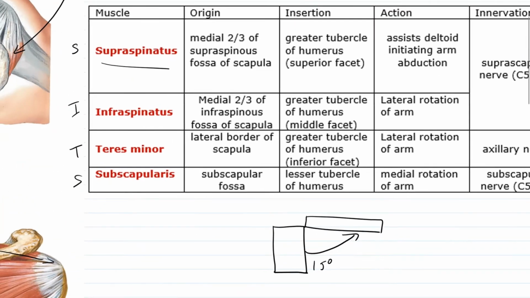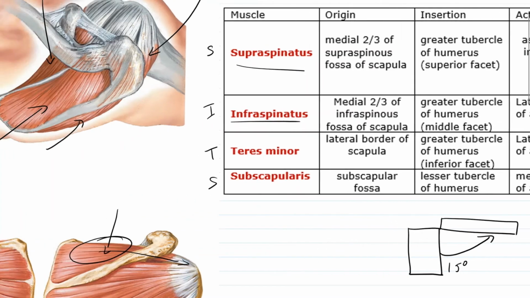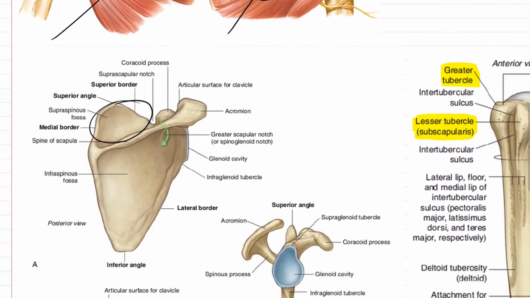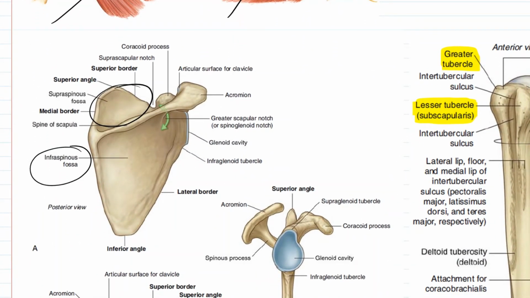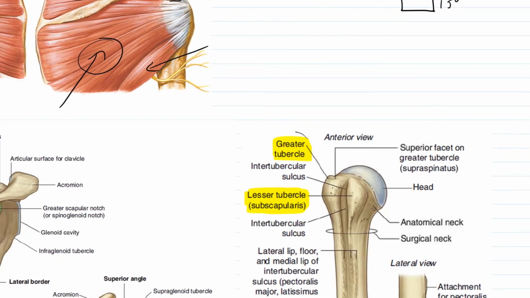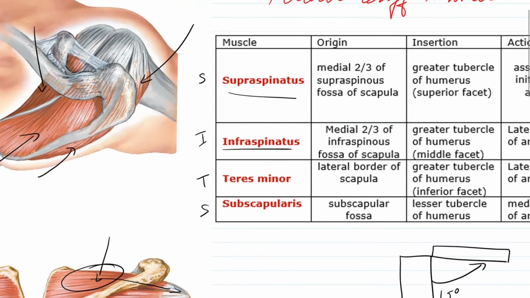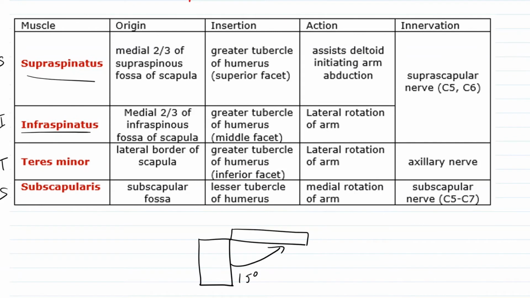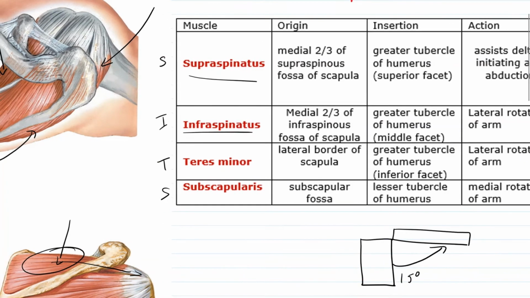Its innervation. The infraspinatus muscle. The infraspinatus is located right here, as we previously mentioned, and that makes sense with its origin being the infraspinous fossa, located right here in the posterior view. And its insertion is the greater tubercle again, so it shares the same insertion location. Its action is the lateral rotation of the arm, and they share the innervation, which is the suprascapular nerve.